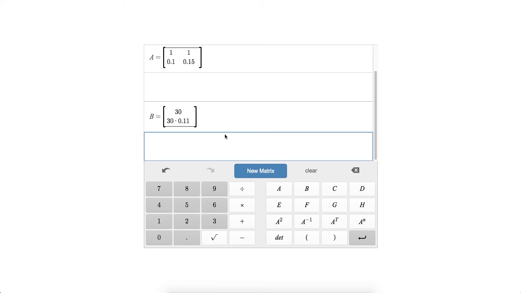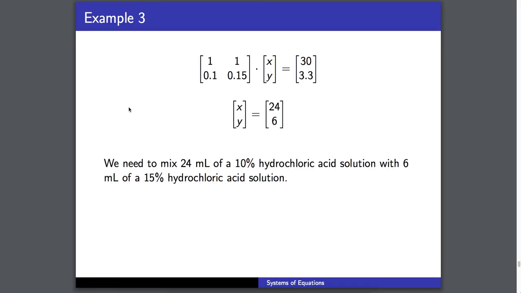It'll keep it as 30 times 0.11, and if you want to verify that it actually is 3.3, you can just type in the name, and there you see the 3.3. But we want to do A inverse, the inverse of A, times matrix B, and we get 24 and 6. So doing that for X and for Y, we get 24 and 6.